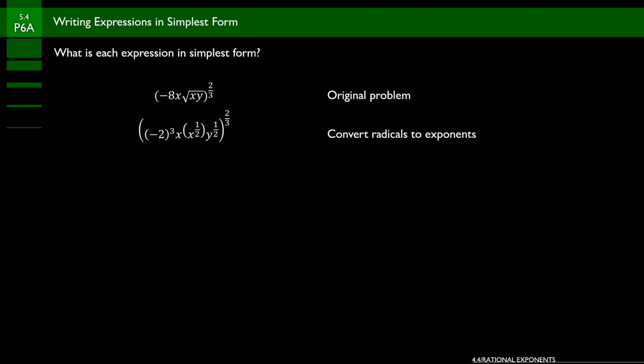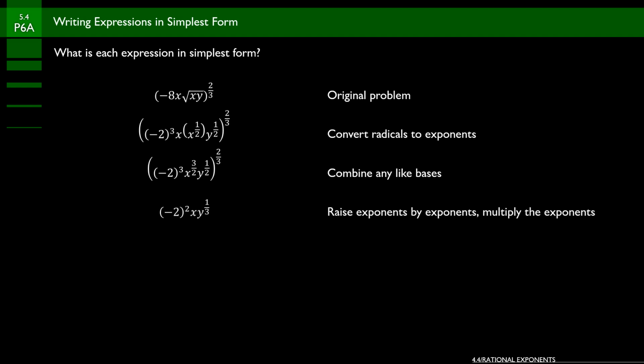Then let's take the x to the first and the x to the 1/2 and combine those together. x to the first is the same thing as x to the 2 over 2. If we add 2 over 2 and 1 over 2, we get 3 over 2. So now we've got negative 2 cubed, x to the 3/2, y to the 1/2, and then everything raised to the 2/3. Now distribute that 2/3 through to every single exponent that we have.